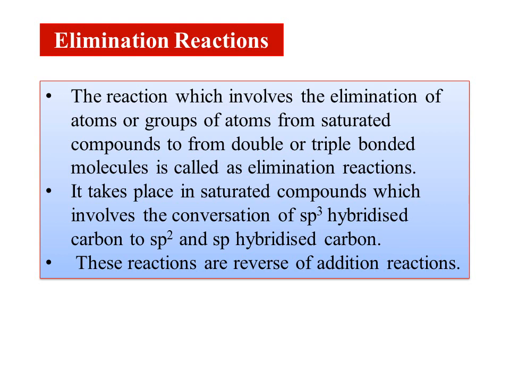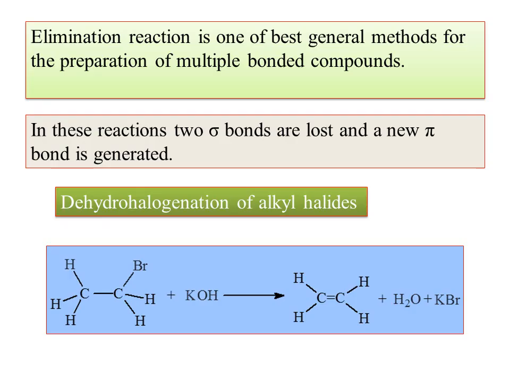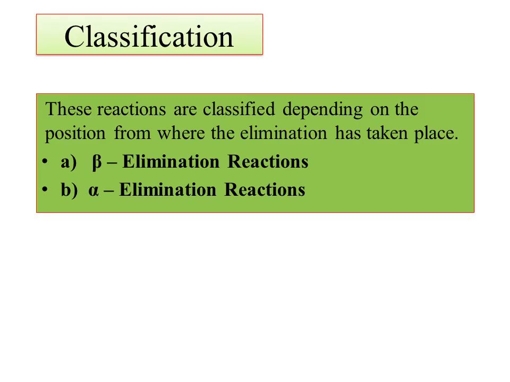A reaction which involves the elimination of an atom or group of atoms from saturated compounds to form a double or triple bonded molecule is called an elimination reaction. It takes place in saturated compounds and involves the conversion of sp3 hybridized carbon into sp2 hybridized carbon. These reactions are the reverse of addition reaction. For example, consider dehydrohalogenation of alkyl halides. When alkyl halides are made to react with alcoholic KOH, you convert a saturated compound into an unsaturated compound with the elimination of water and KBr. This type of reaction we are going to call an elimination reaction.